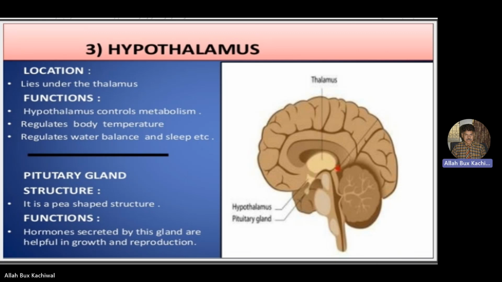Pituitary gland: the structure is a pea-shaped structure and functions to produce or secrete hormones. This gland is helpful in growth and reproduction.